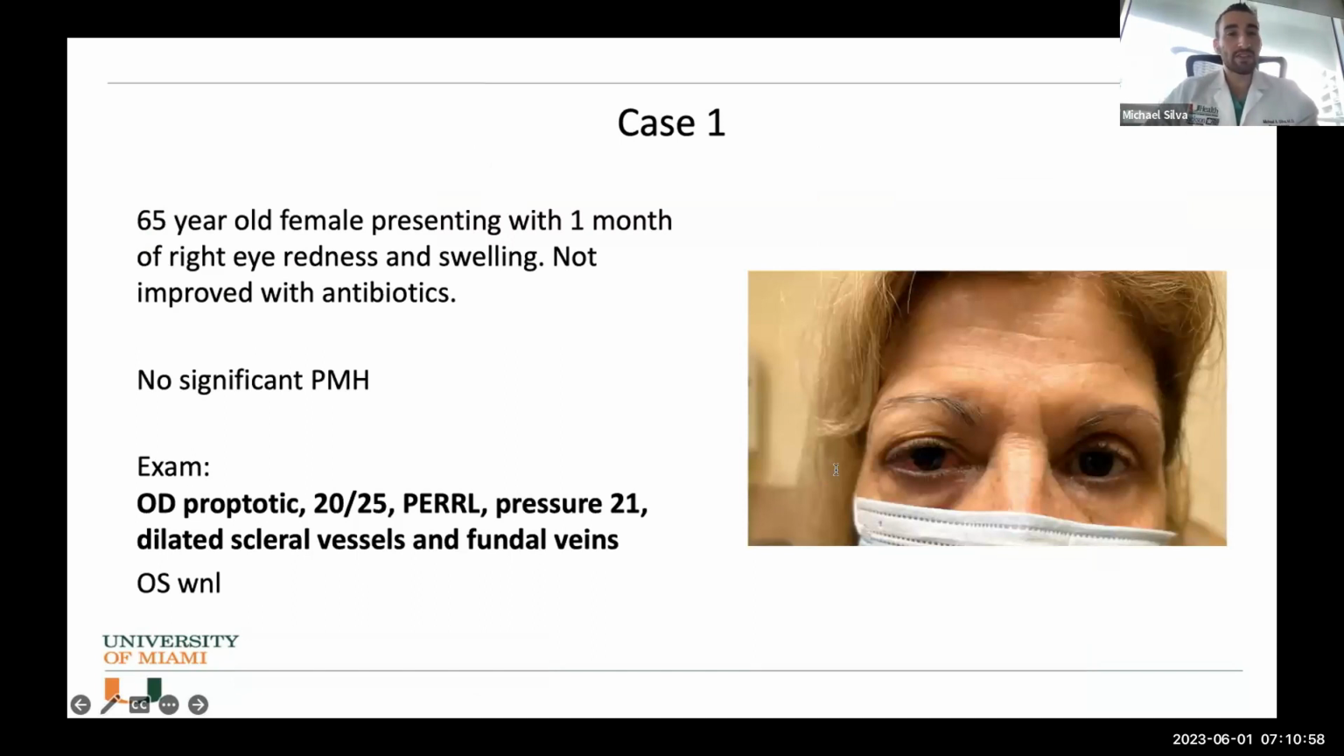So this is a 65-year-old female. She presents with 1 month of right eye redness and swelling. Her ophthalmologist thought maybe it's an infection. They tried antibiotics, it didn't work. You can see the image of her right eye there, mildly proptotic. She has elevated intraocular pressures, and on fundal exam, they noticed dilated veins, as well as some dilated scleral vessels. Her vision is not significantly affected, but the pressure is definitely elevated.